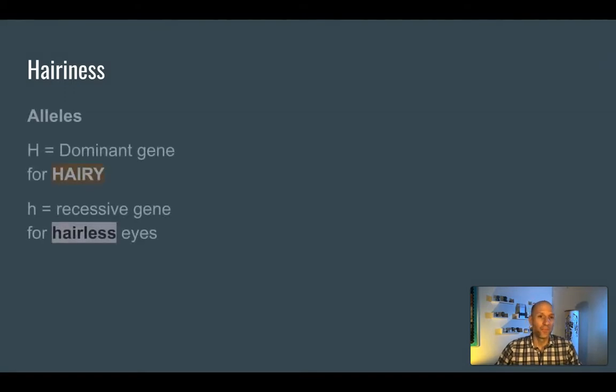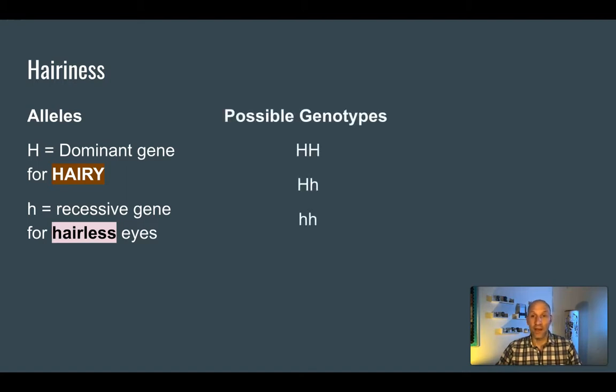What if we do another example with how hairy something is? Again, here's your alleles. Capital H is going to represent the dominant gene for being hairy. Lowercase h is going to represent the recessive gene or the recessive allele for being hairless. The possible genotypes are two capitals, so capital H capital H, a capital and a lowercase, or two lowercase alleles. And what would these phenotypes be, right? What could be the possible outcomes that we would see?